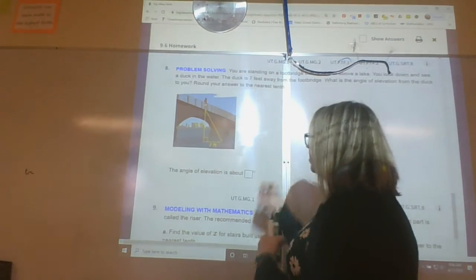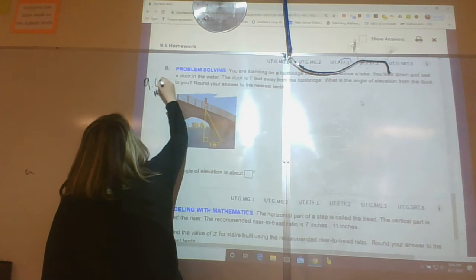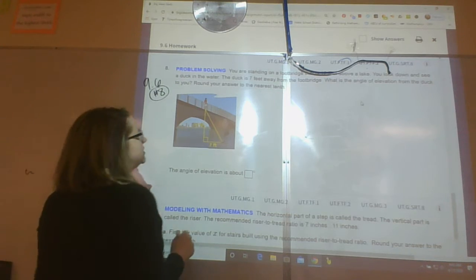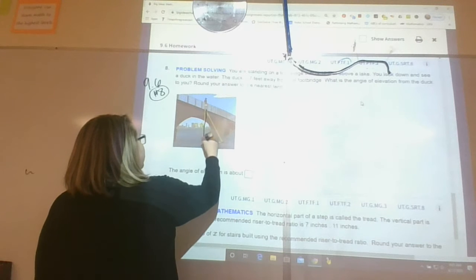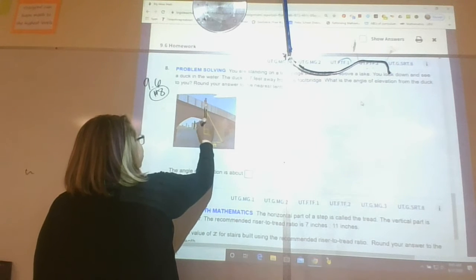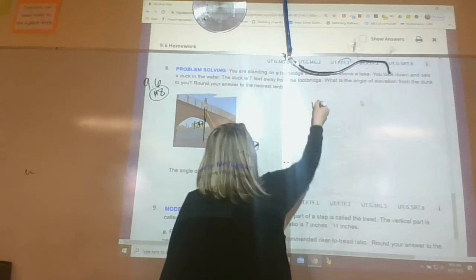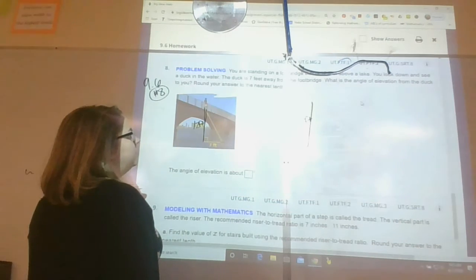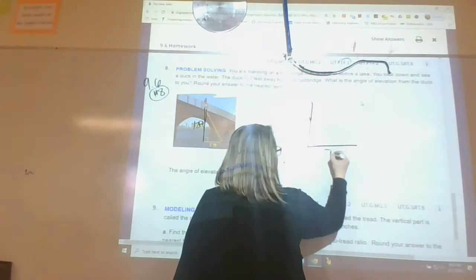Okay, so problem number 8. This is 9.6, number 8. Okay, so this one says we're standing on a footbridge that is 12 feet above the lake. So here's my triangle here. It says that this is 12 feet. I'm going to draw the triangle out here. So here, I'm standing on a bridge. This is 12 feet. Okay, you look down and you see a duck on the water. The duck is 7 feet away, so the duck here is 7 feet away from the footbridge.